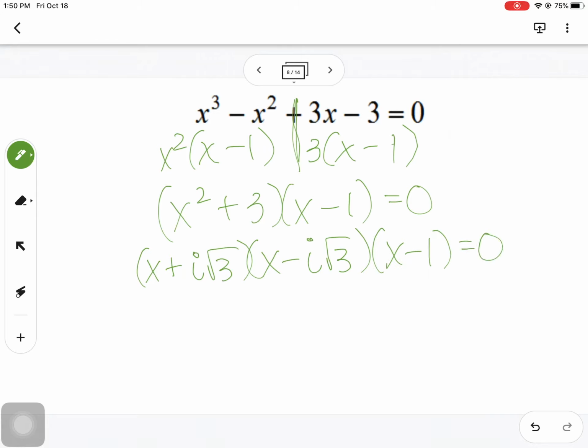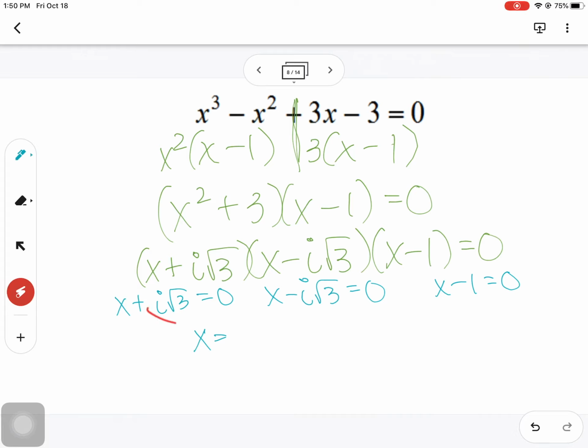Our zero product property then tells us that if all three of these numbers multiplied together equals 0, then at least one of them has to be. So I'm going to go ahead and set each of these equal to 0. And when I solve it, this first one I would subtract the i root 3 over, so I'll get negative i root 3. Second one I would add it over, so I'll get i root 3. And the third one I will get 1.